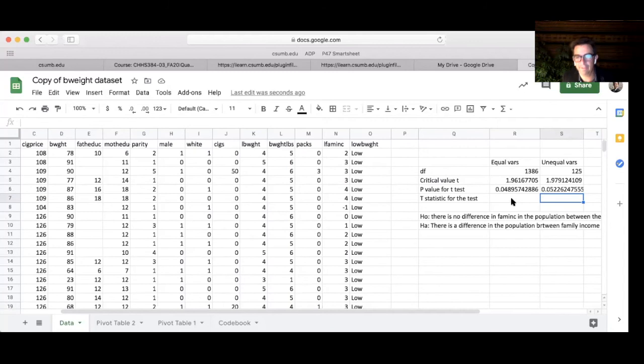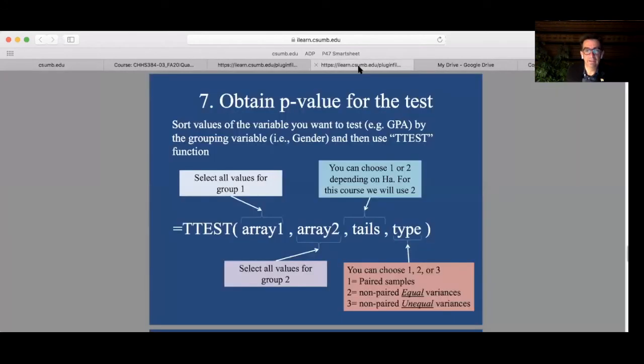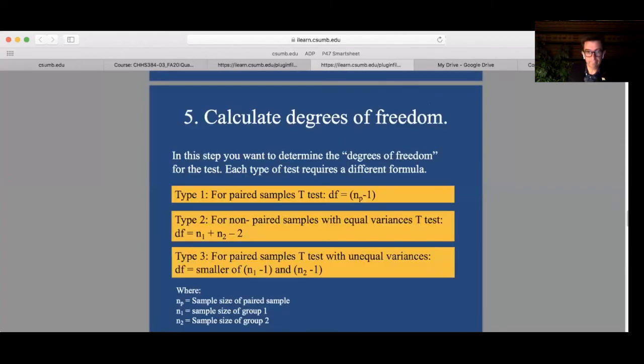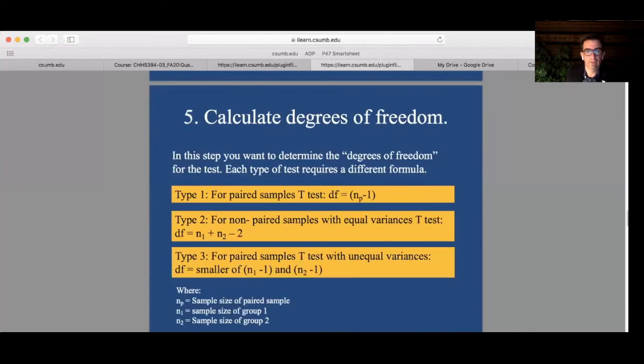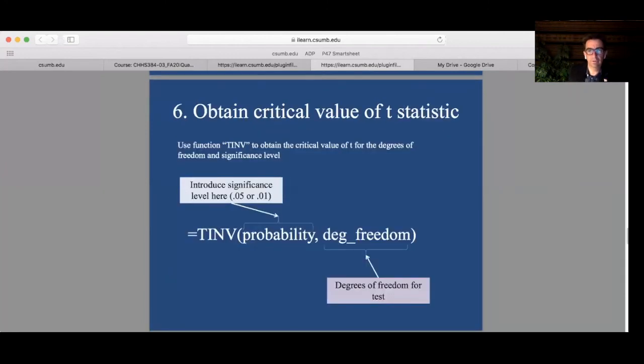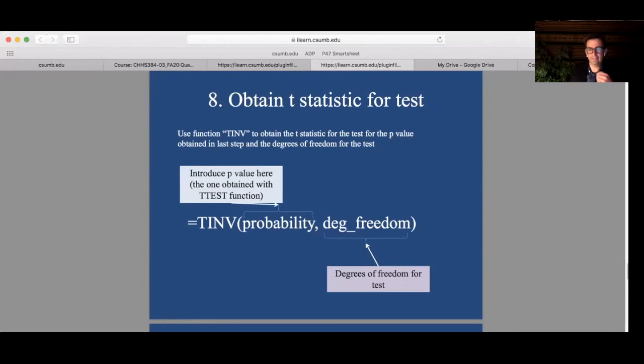Wow, this ended up being a fascinating example. Good, excellent. So now we have our p-value. We could stop here, right? But we're going to go over the next step. We're going to actually calculate the t-statistic for the test. And for this, we're going to use again, oh, sorry. We're going to get the t-statistic for our test, and we're going to put the p-value here.